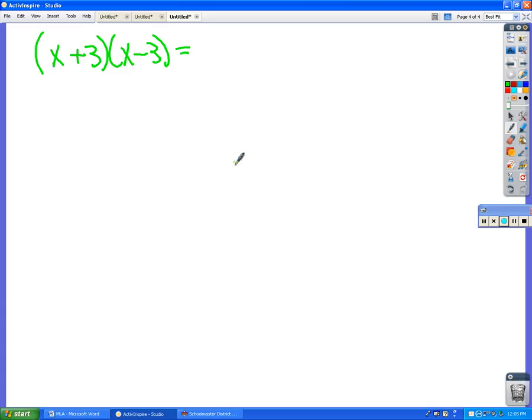So first times first is x squared. Outside times outside is negative 3x, inside times inside is positive 3x, and then last times last is negative 9. So now what happens to the two terms in the middle when we combine them? They cancel because one's positive and one's negative. So these guys cancel and just leave me with x squared minus 9. You could still FOIL that out and you still get the same thing.